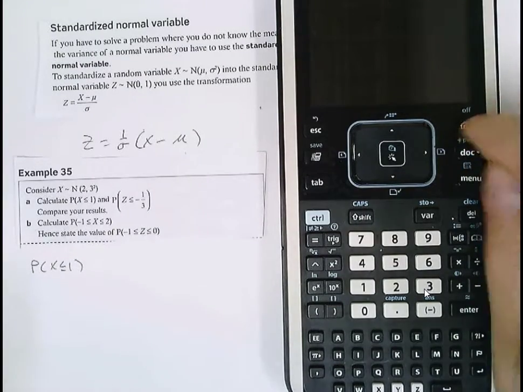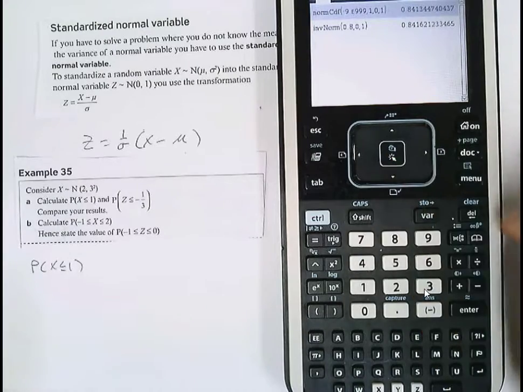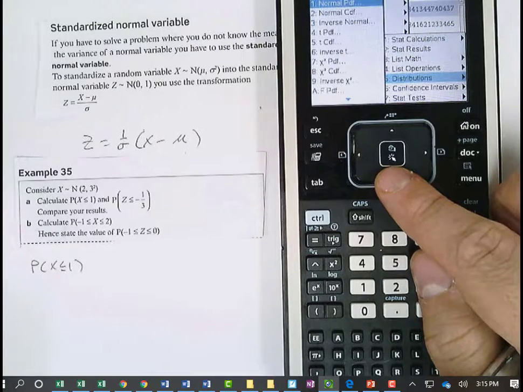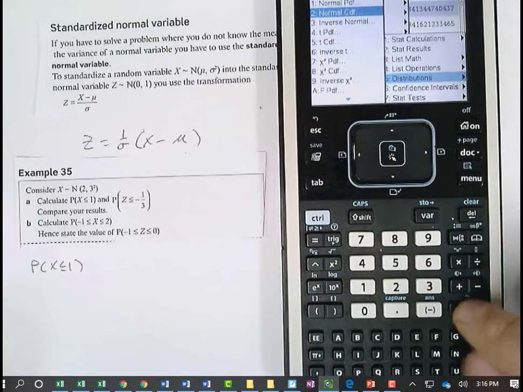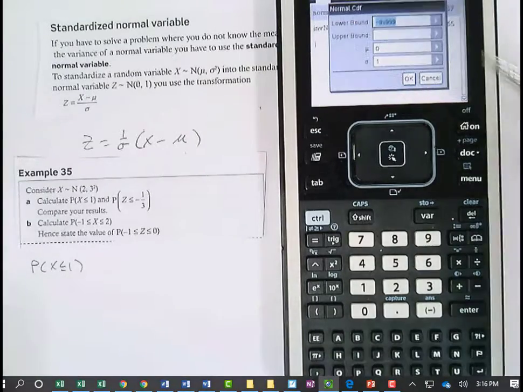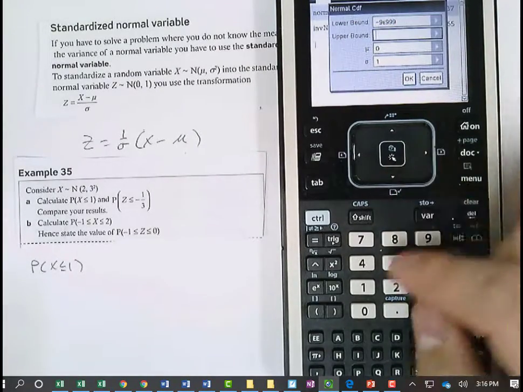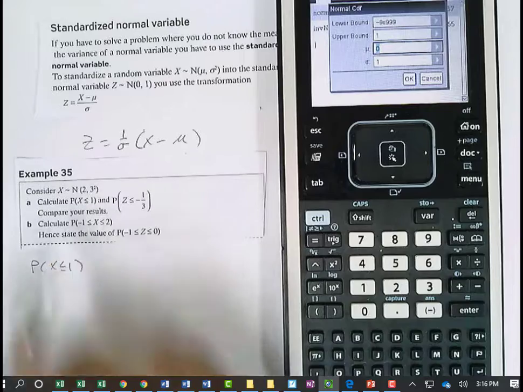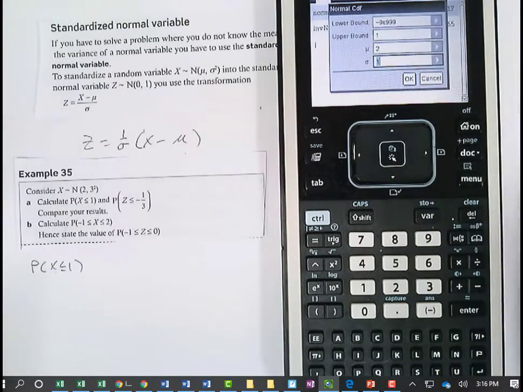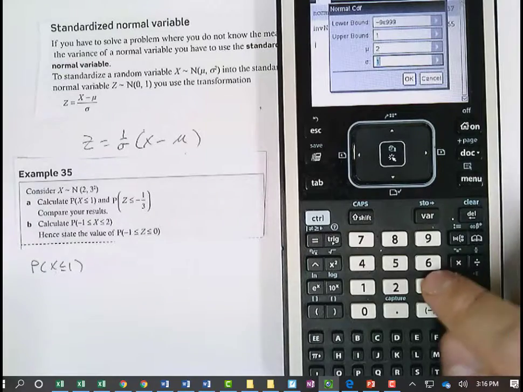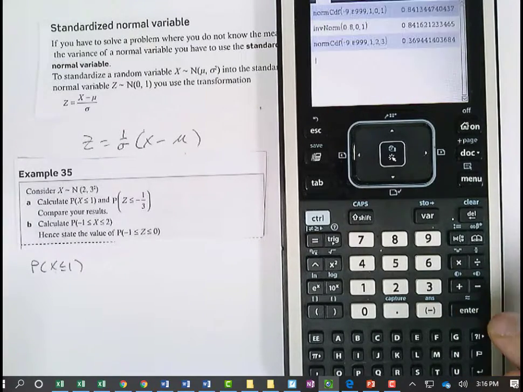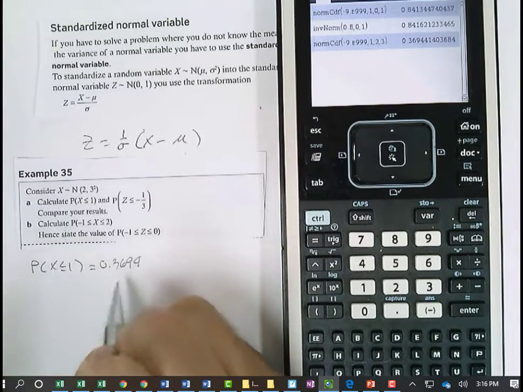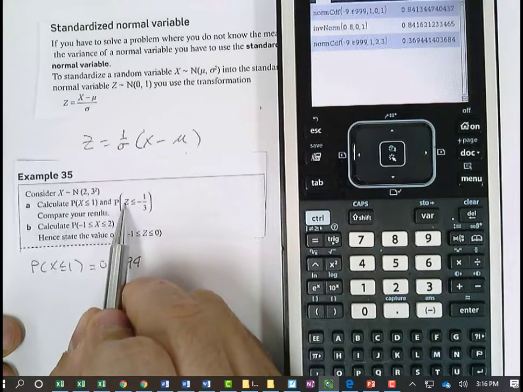So I'll use the calculator, and I'll go menu 6, 5, CDF probability normal distribution. Since it's less than 1, I'll use the small one, and it's going to go up to 1. But this time for x, it's not a standard normal, it's got 2 as our mean, and its standard deviation is 3. And then I get this number, which is equal to 0.3694, right?